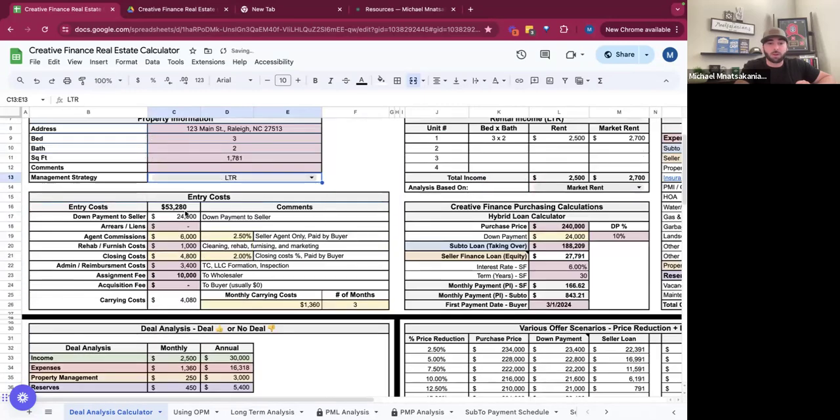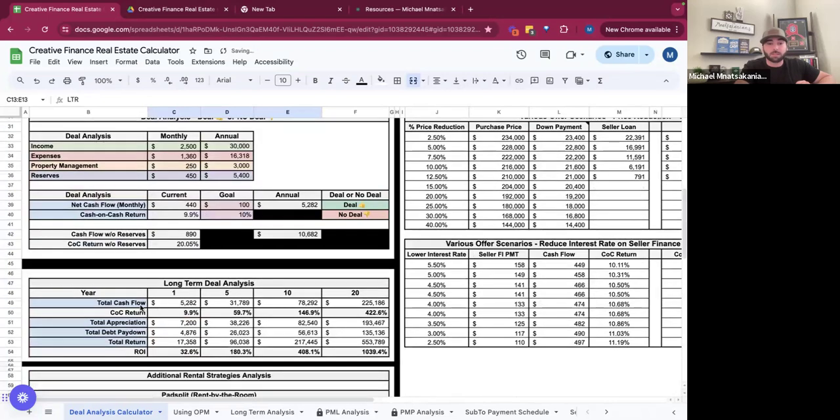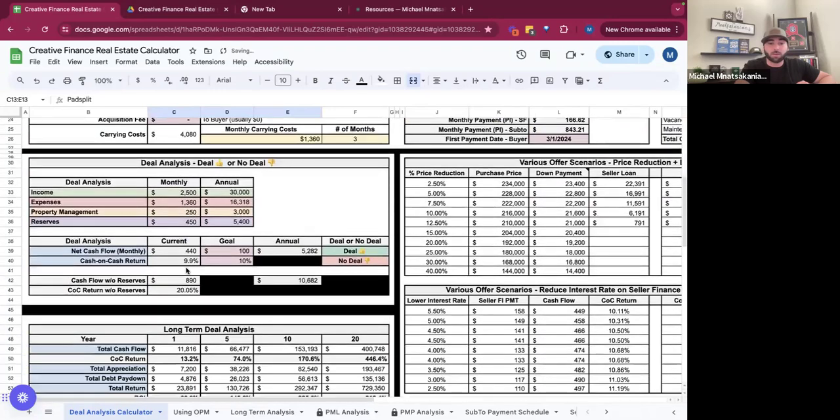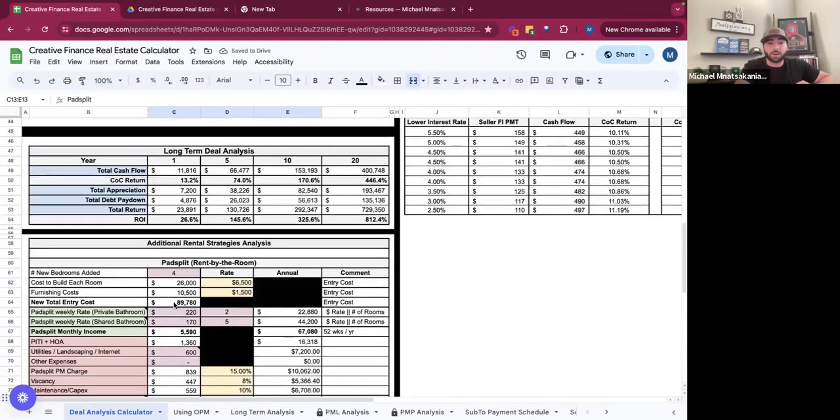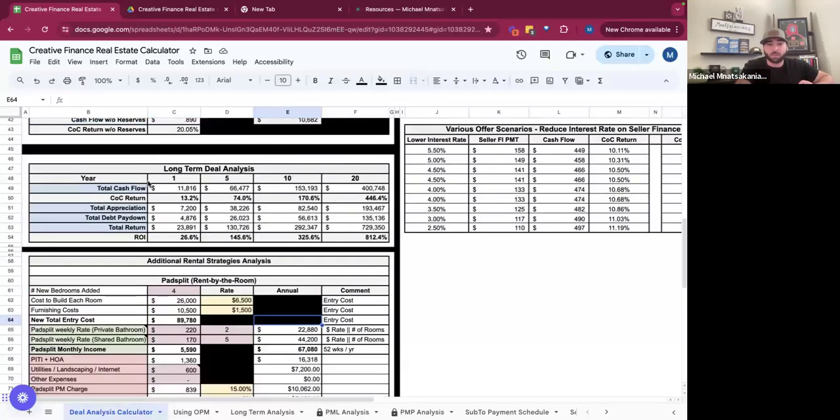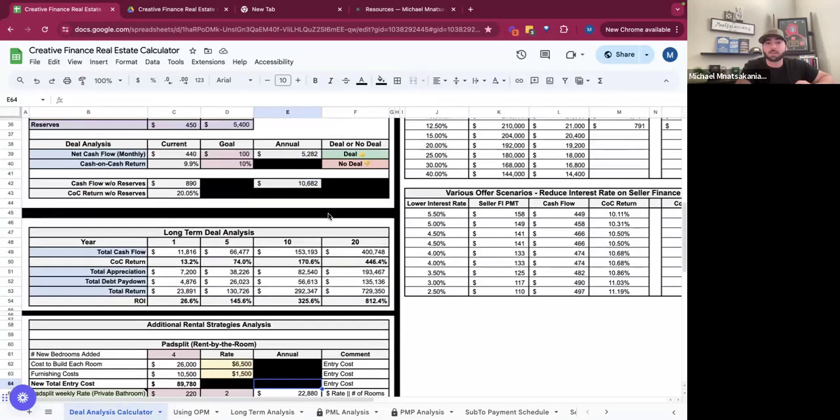So if you were doing just a long-term rental, you see the yearly cash flow that's analyzed is $5,282, and here's the return. So 9.9% cash on cash, 32% ROI. If you change this to pad split, it'll change all of this, because it's going off of the information you provided here, adding that to the long-term analysis tab, and then bringing the results back to analyze what the property ownership looks like over the next 1, 5, 10, and 20 years.